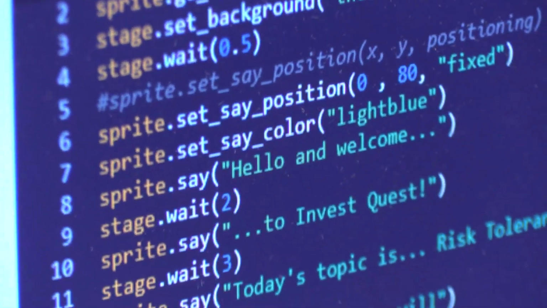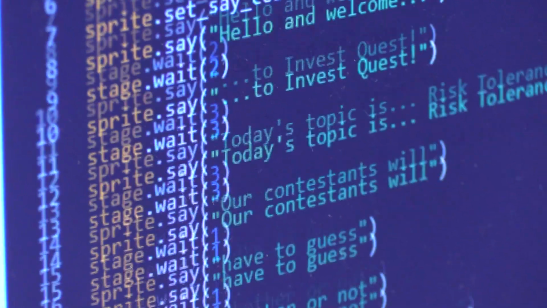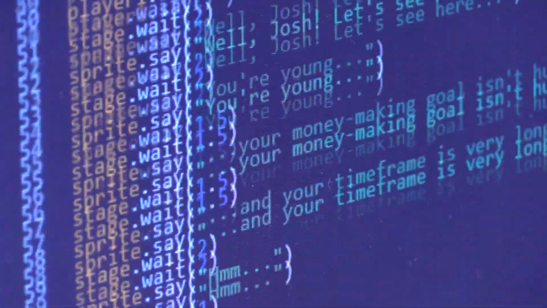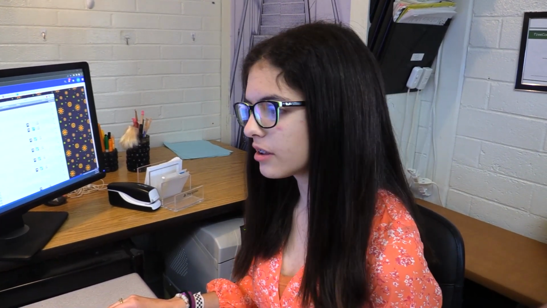Its topic is risk tolerance. So when you invest in something, you have high risk, high reward, low risk, low reward. Depending on the person, they might have high risk tolerance or low risk tolerance. So this is a mini game with just 3 questions about that.